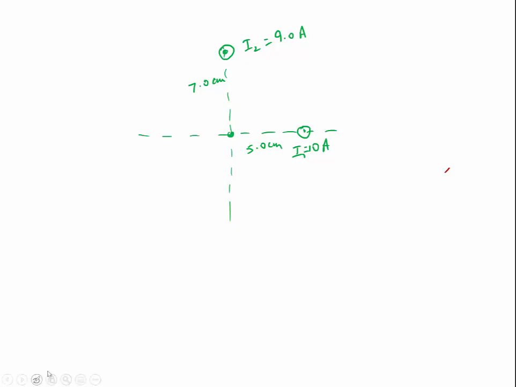All right. The process is exactly the same. The numbers will exactly be the same. So the B1 value from I1 will still be pointing straight down, and it'll be 4.0 times 10 to the negative 5 Tesla. B2, the value will still be the same, 2.6 times 10 to the negative 5 Tesla. But this counterclockwise direction, when it goes through the origin, will now point to the right. So this will be B2, 2.6 times 10 to the negative 5 Tesla.